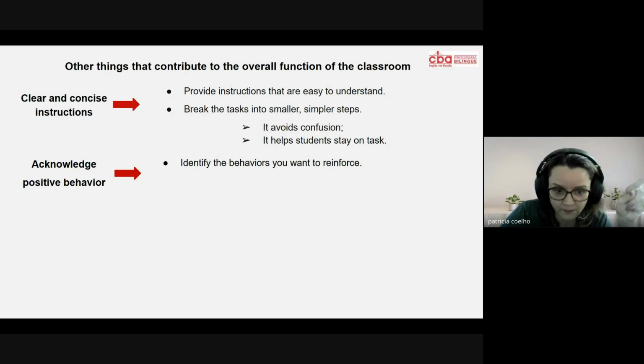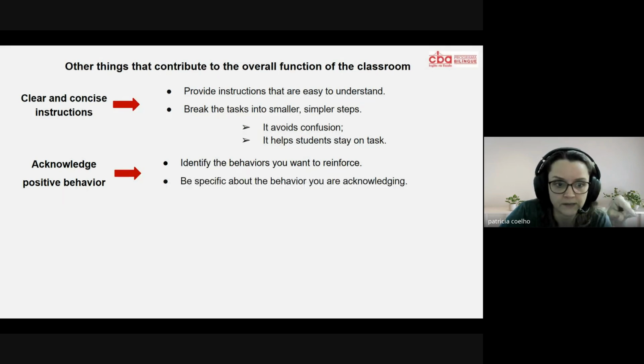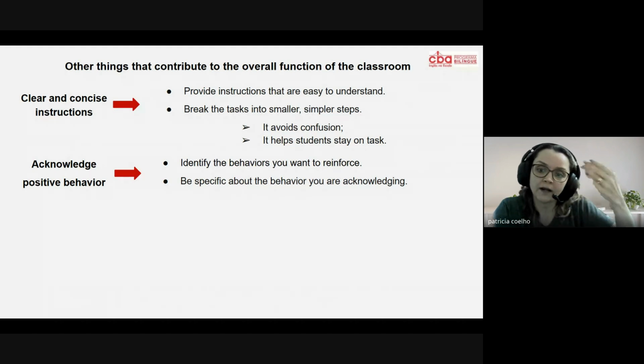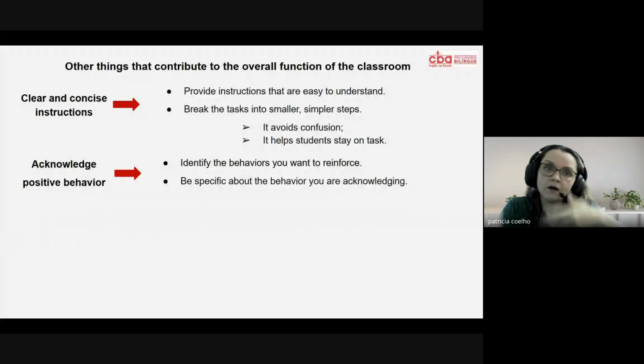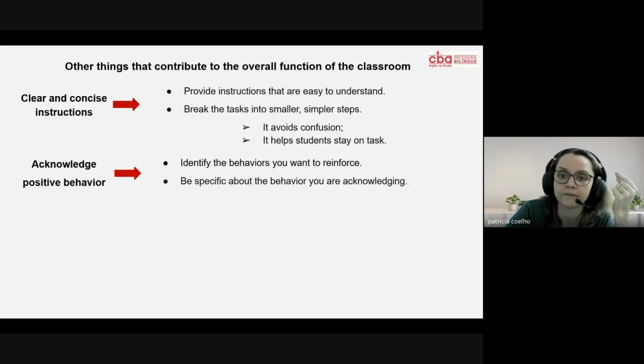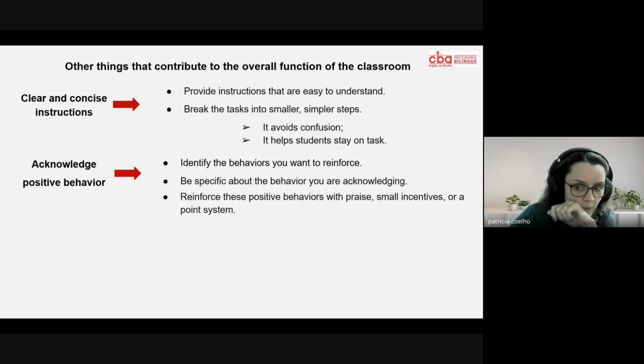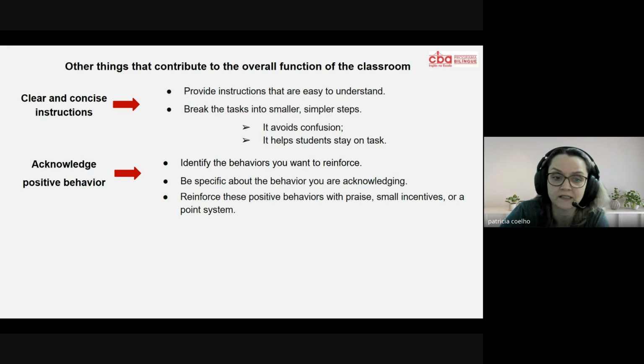Let's identify the behaviors we want to reinforce. Be very specific about the behavior that you are acknowledging. Instead of saying, oh, very good, tell students what good thing they are doing. So, thank you for sitting down. Great that you found the page. Okay, we can reinforce these positive behaviors with praise, a point system, maybe small prizes.